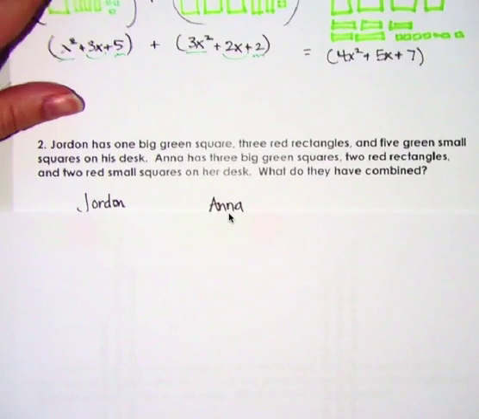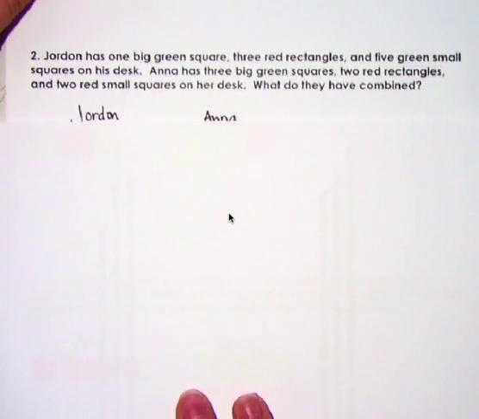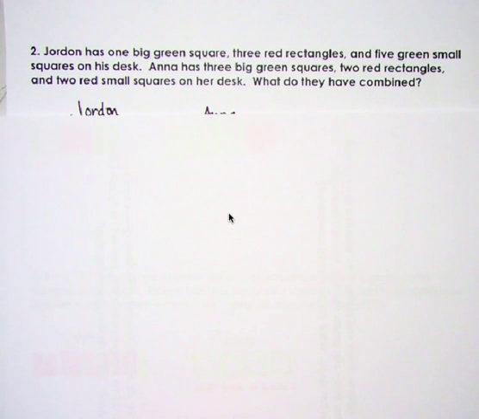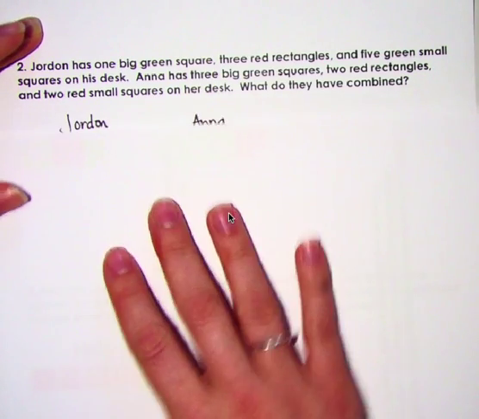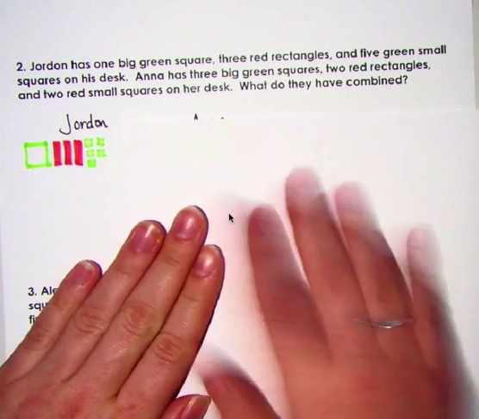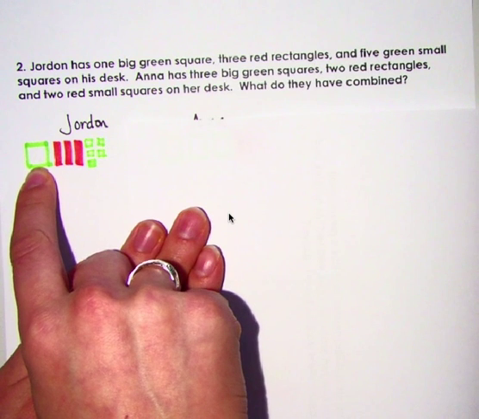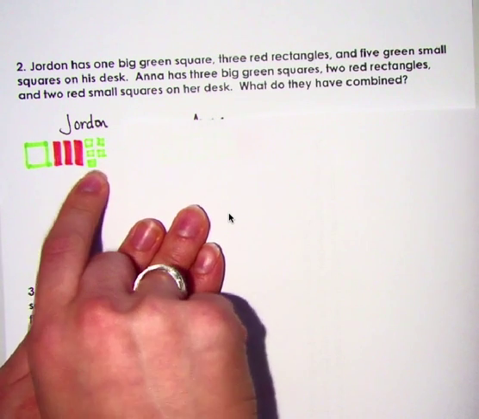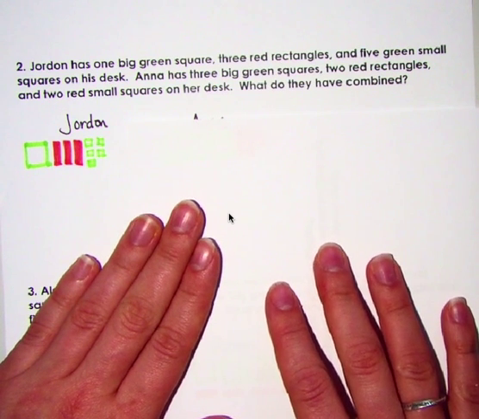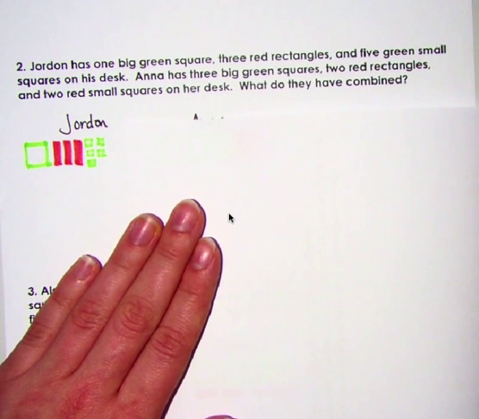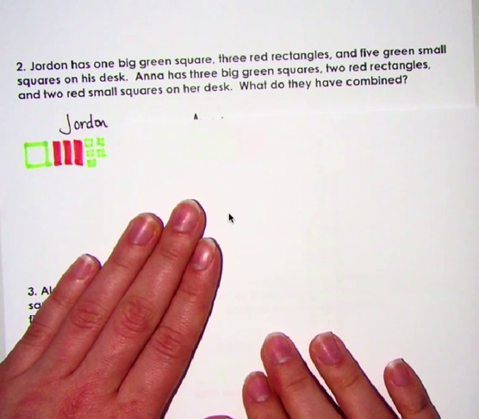Now we have Jordan has 1 big green square, 3 red rectangles, and 5 green small squares on his desk. All right, so let's see what Jordan has. He has a positive one, so we don't shade it, 3 negative rectangles, and then 5 little ones. Anna has 3 big green squares, 2 red rectangles, and 2 red small squares on her desk. What do they have combined?